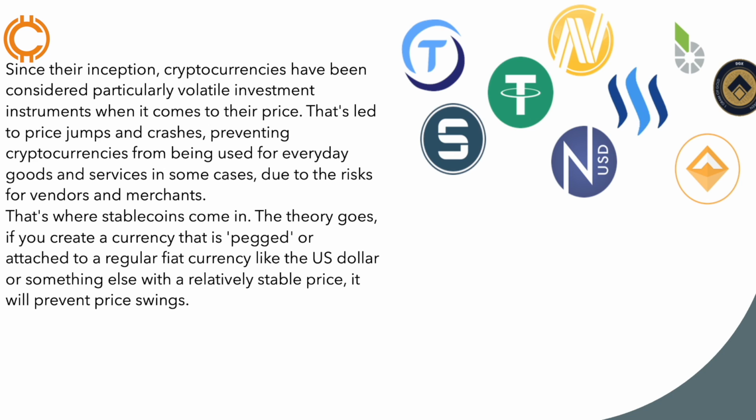Since their inception, cryptocurrencies have been considered particularly volatile investment instruments when it comes to their price. That's led to price jumps and crashes, preventing cryptocurrencies from being used for everyday goods and services in some cases due to the risk for vendors and merchants. That's where a stablecoin comes in. The theory goes, if you create a currency that is pegged or attached to a regular fiat currency like the US dollar or something else with a relatively stable price, it will prevent price swings.